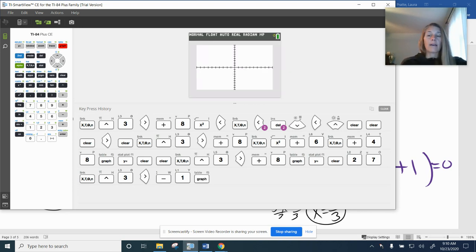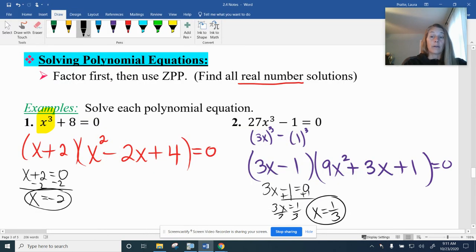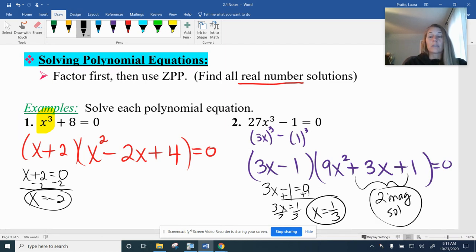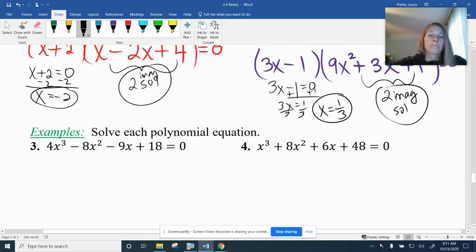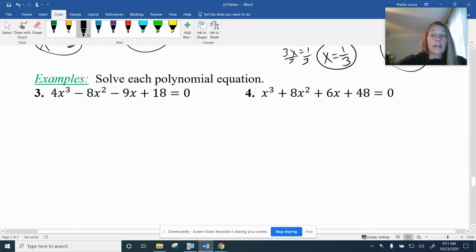Take a look at that graph. It's only going through in one location, which tells me there's one real answer, and that's the 1/3 that I already found. And then these two would be 2 imaginary solutions. Just like over here, this would provide us with 2 imaginary solutions, okay? So as you do these, find the real ones, and then if there's 2 imaginary, just write down that there'll be 2 imaginary, okay? If you want to find them, you can. Some of them are easier than others.